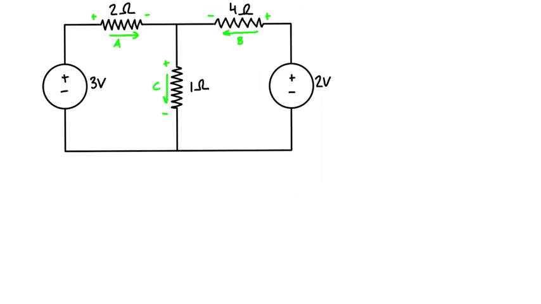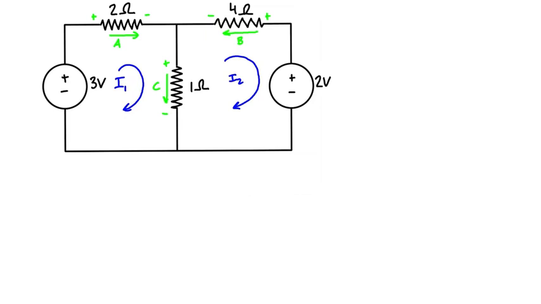Now the actual method starts when you label on your mesh currents. So we label a mesh current in each loop. We're going to have I1 and let's call this I2. Generally, it's common to draw them both going clockwise, so all of the mesh currents, if you have multiple ones, all have the same sense.